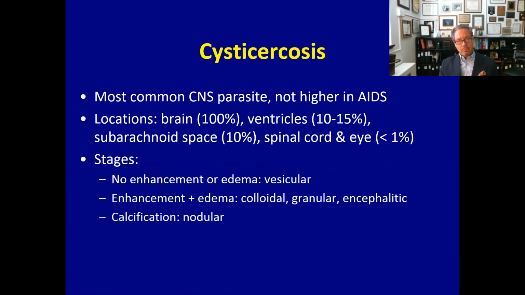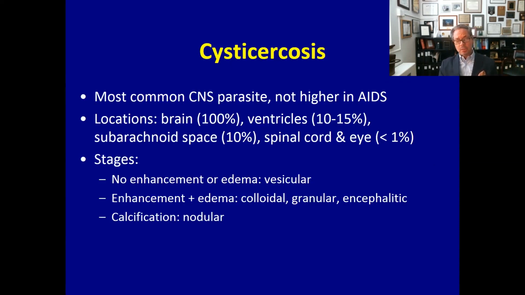And cysticercosis will happen equally in immunocompetent or immunosuppressed patients. So its incidence is not higher in AIDS patients than what it would be in you and me. Now, the interesting thing about cysticercosis is that it spreads in a hematogenous fashion. And once it does that, 100% of the times you're going to have involvement of the brain. About 10% of patients are going to have involvement of CSF-containing spaces, ventricular system, or subarachnoid space, including the basilar cisterns. And about 1% of patients are going to have infection of the eye or the spinal cord.